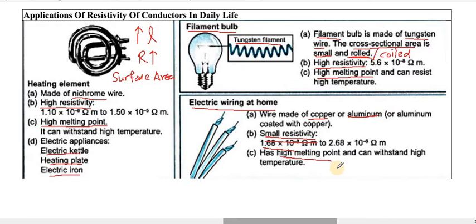So when the charge wants to pass through the wire, it will also need to do work to overcome the resistance inside the wire. That work done by the charge transfers energy into the wire and makes the temperature of the wire increase. Okay, understand? Alright.